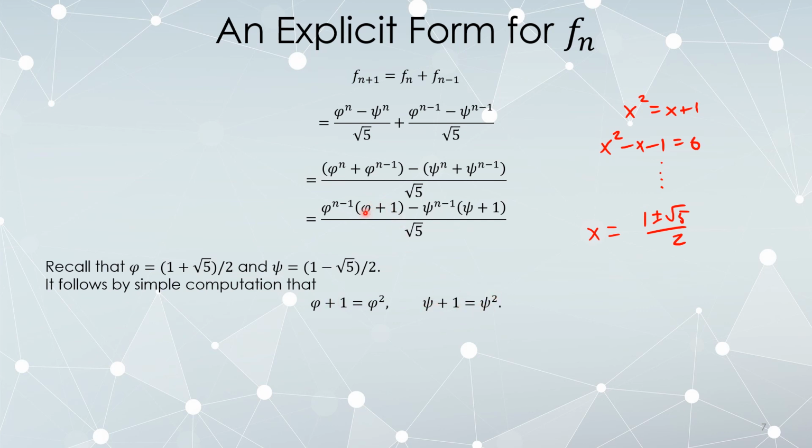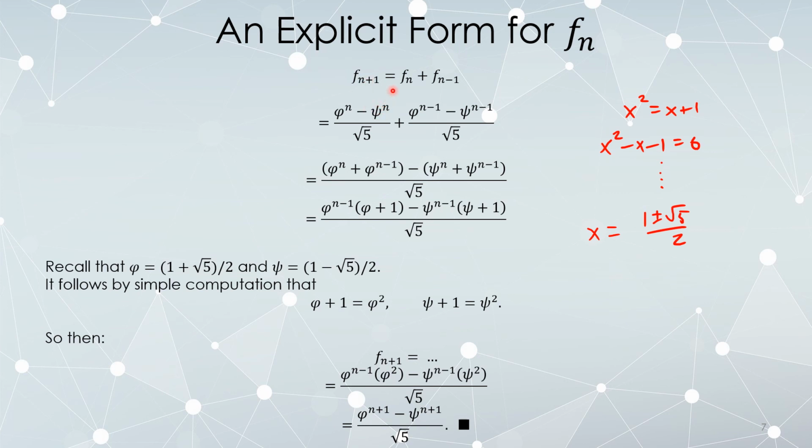So we're going to come up here and replace phi plus 1 with phi squared, and replace psi plus 1 with psi squared. If I do that, f sub n plus 1 is given by phi to the n minus 1 times phi squared, minus psi to the n minus 1 times psi squared. But now I can combine these two terms, and I can combine these two terms to just get phi to the n plus 1. Notice I'm just combining the exponents. N minus 1 plus 2 gives me n plus 1. So I get phi to the n plus 1 minus psi to the n plus 1 over root 5, which is exactly what Binet's formula would have predicted for index n plus 1.